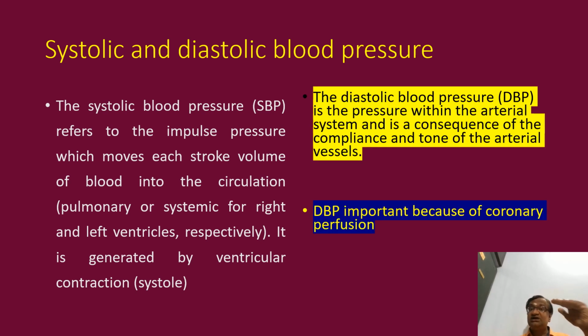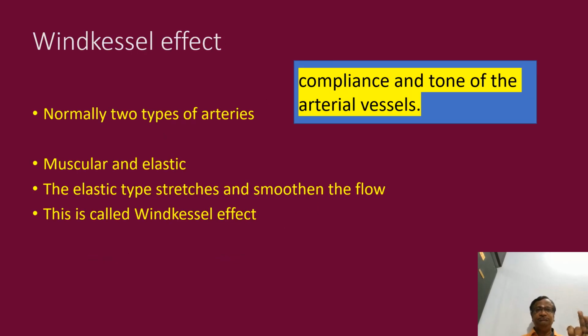But what is diastolic pressure? It is the pressure within the arterial system. There are two things in this: the tone of the arterial resistance and the compliance of the vessels. Why is diastolic blood pressure important? Because coronary perfusion takes place during diastole, and also to the brain. What are the two things? Compliance and tone.